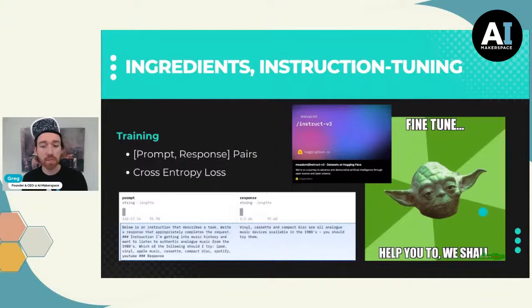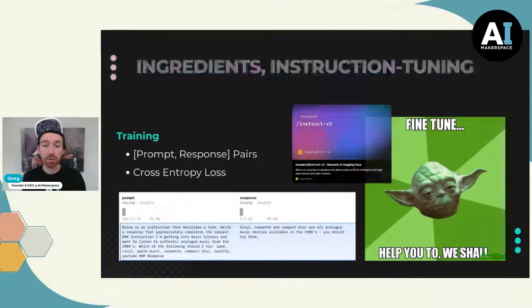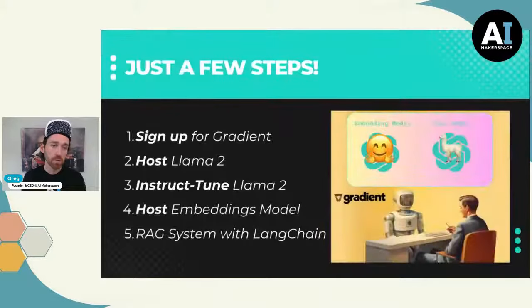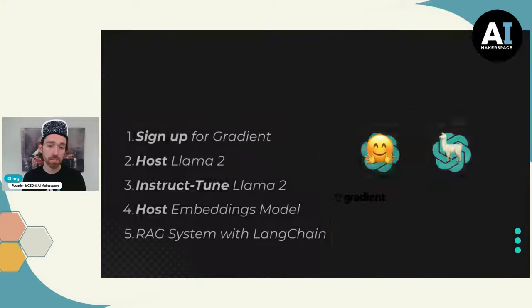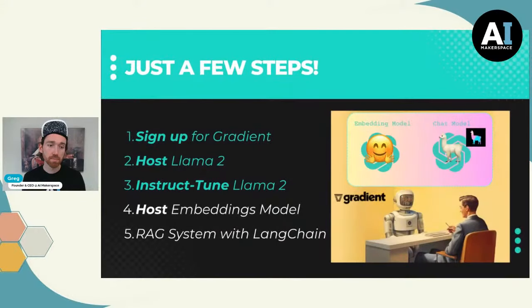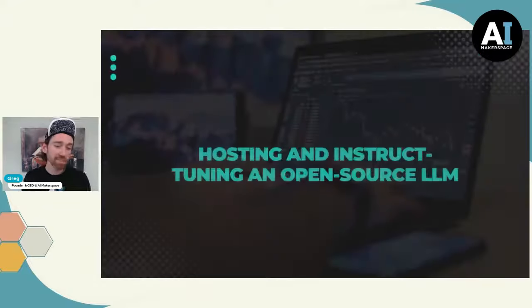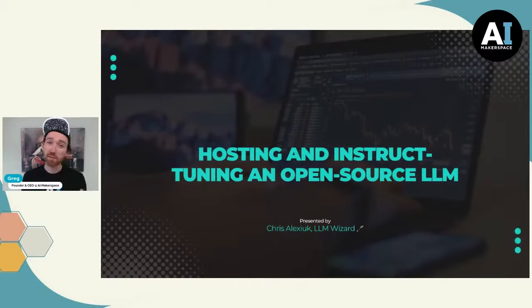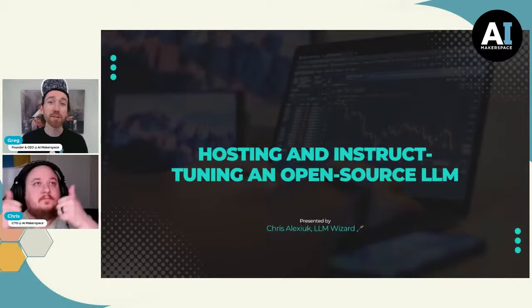So what we're going to do is see exactly how this plays out in code and how we can leverage Gradient's tool, as we pick up Llama 2 as a base chat model that has not yet been instruction tuned, and we instruction tune it. So this is what we're going to see Chris, the LLM wizard, present to us in this first demo of the day. Chris, over to you.